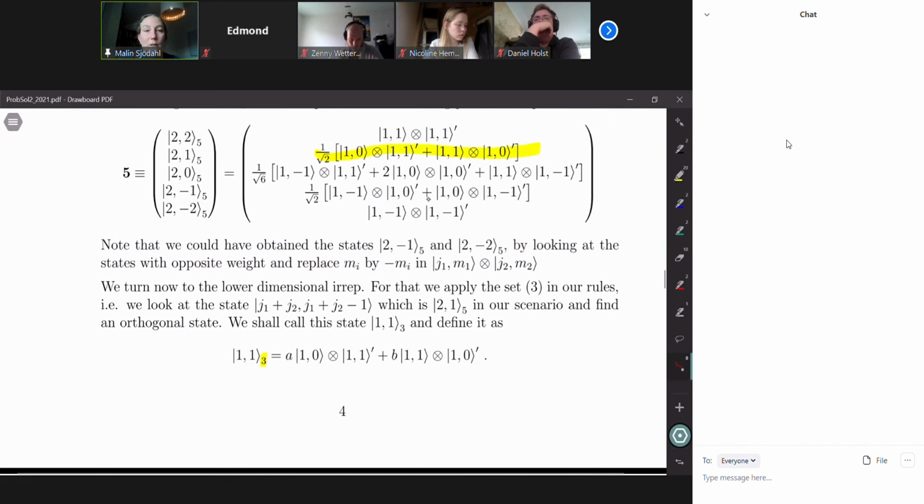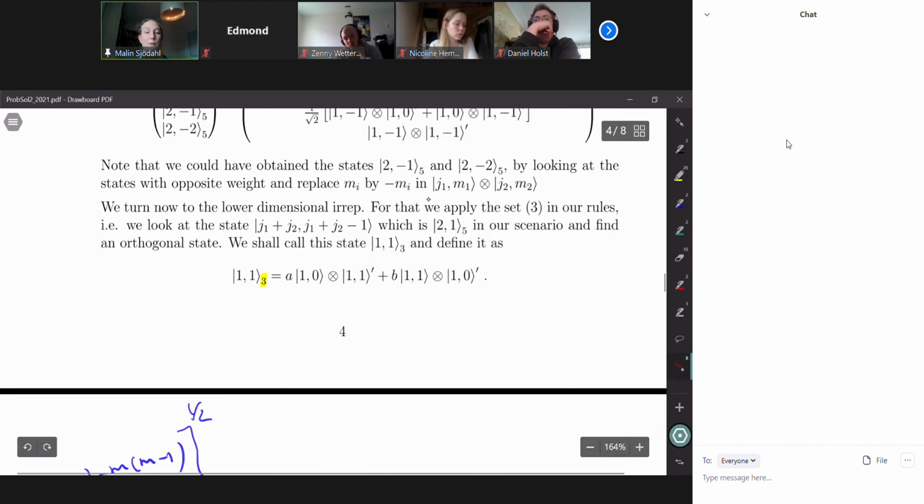To find the coefficients A and B, we use that this spin 1 state should be orthogonal to this state here, highlighted in yellow. This state should be orthogonal to that state. Now, that is pretty easy to arrange because here we see that we have this guy plus this guy. So if we just take this guy minus this guy and normalize, we obtain a state that is orthogonal. So we then obtain the highest state within the triplet representation.